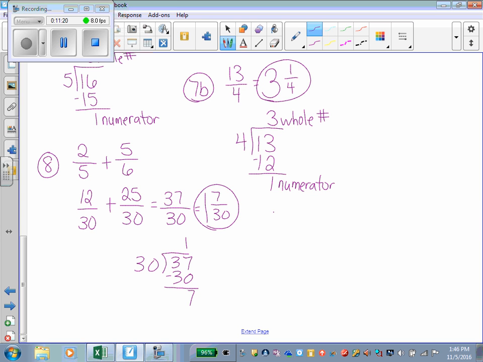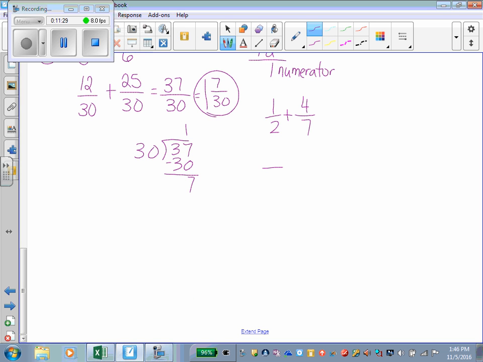Number 9, we have 1/2 plus 4/7. Again, we can multiply our old denominators to come up with our new denominator. So 2 times 7 is 14. 2 times 4 is 8. 7 times 1 is 7. 7 plus 8 is 15. Denominator is 14. 14 can go into 15 one time. We have 1 as a remainder. Can you see the division problem? One time, that's 14 and 1. So 1 and 1/14.